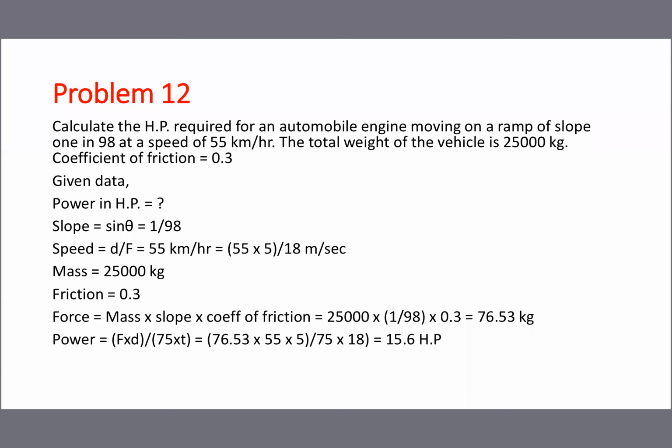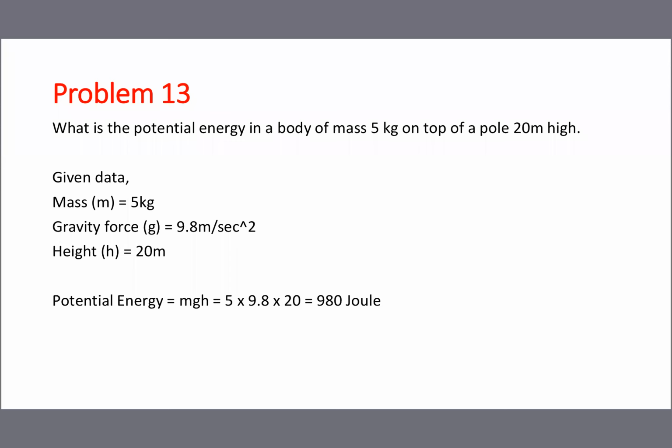Then apply the formula. Power formula FD by 75T. The force value we already calculated is 76.53. Here D by T is directly available, 55 into 5 by 18. Not a separate D value, not a separate T value. So it's a tough formula, not a tough problem. All data is given: mass, slope, friction, speed. There is a little confusion, but it is a very good problem. So the second part is also over.